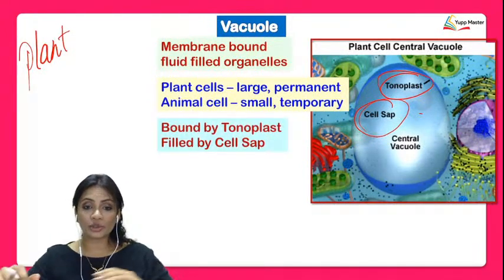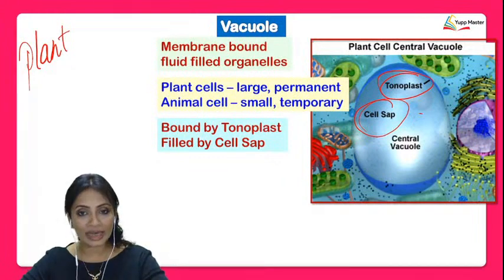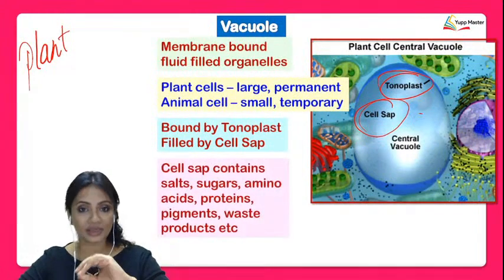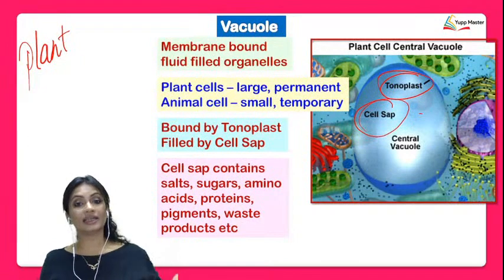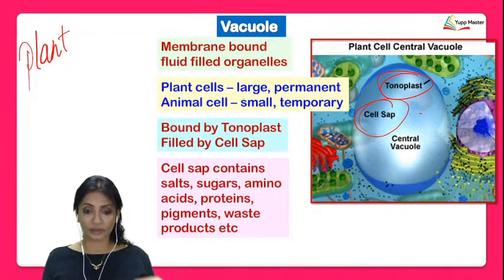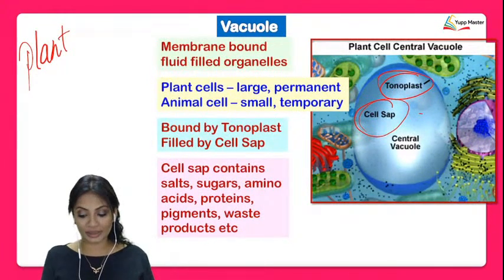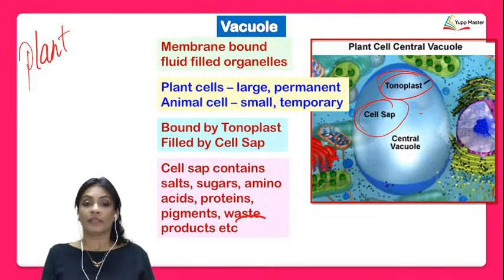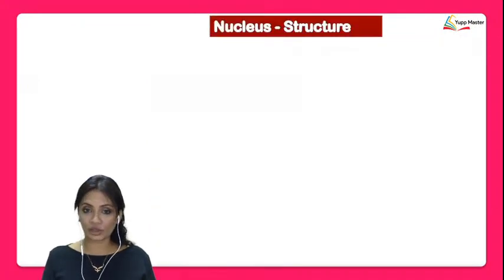So in animal cells these are small and temporary, whereas in plant cells they are large and permanent. They are bound by the tonoplast and filled inside with the cell sap. What does this cell sap contain? It contains good things and bad things too. What are the good things? Salt, sugar, amino acids, proteins, pigments, and it also contains waste material. That was all about the vacuoles.